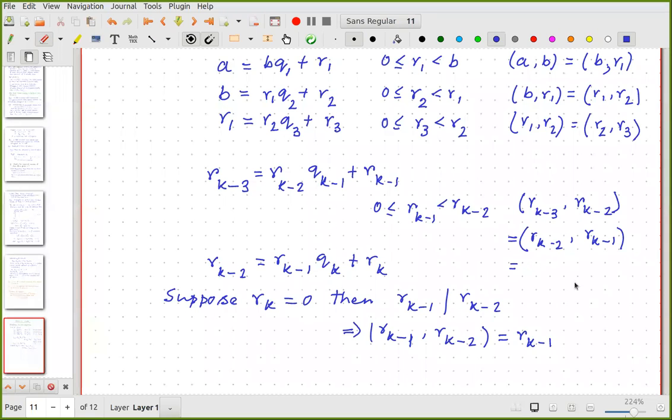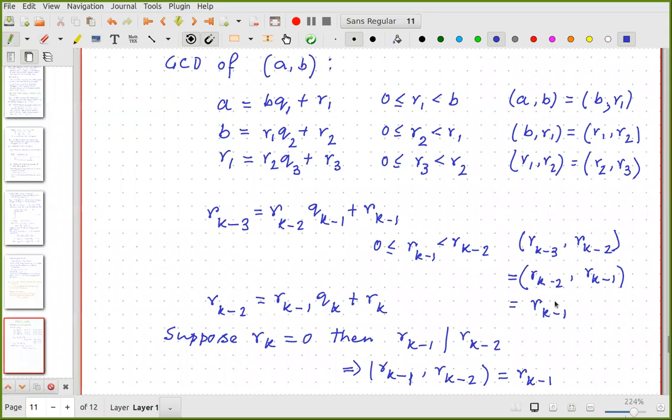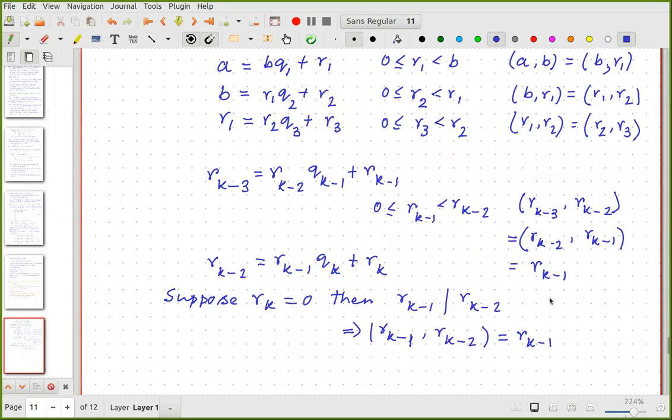And then we can simply go back. With all these equalities we reach the GCD of A and B. So all of them are equal, they are just connected like this. The second one of the previous GCD is always the first one in the next step. So these are all equal, and that implies R_{k-1} is the GCD we are looking for. So this is the GCD of A and B.